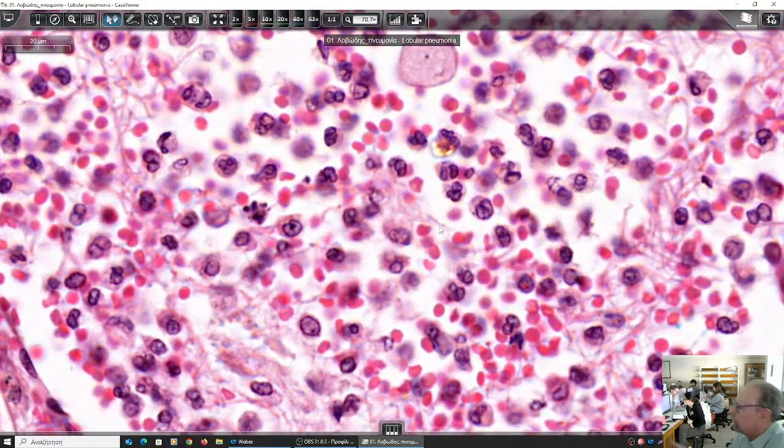Now have a look here. Remember how the neutrophils looked in previous slides? The neutrophils are cells with lobulated nuclei. Try and identify the neutrophils if you find them now.